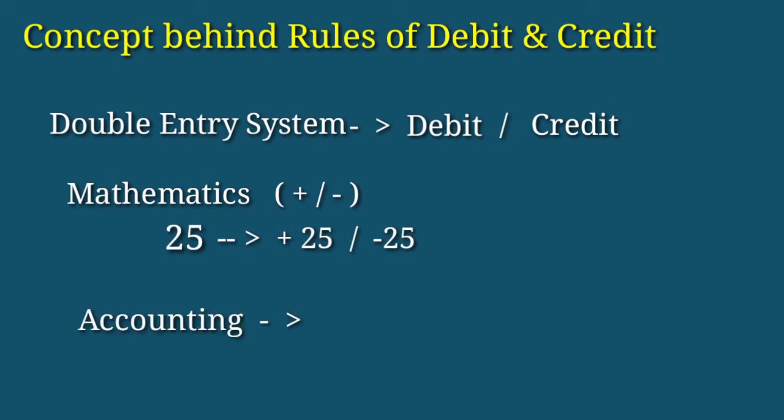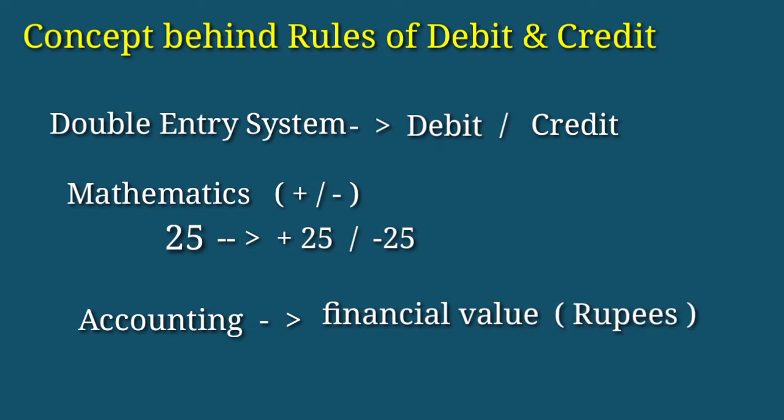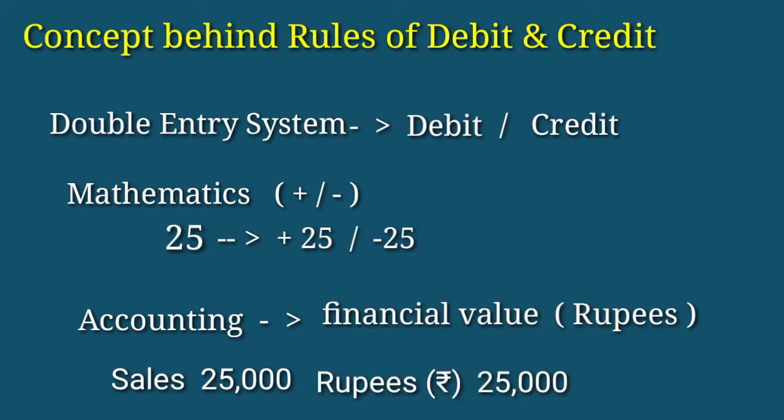But in accounting, any number that is given has a monetary or financial value. That value is in rupees only. It is not positive or negative. For example, sales 25,000. This 25,000 is rupees only, not in kilograms, not in numbers, not positive or negative. Okay, this is rupees 25,000 only. Now, let's start the journal entries.